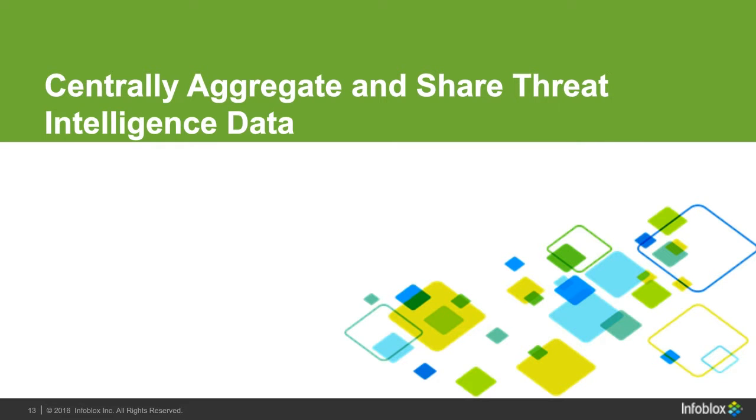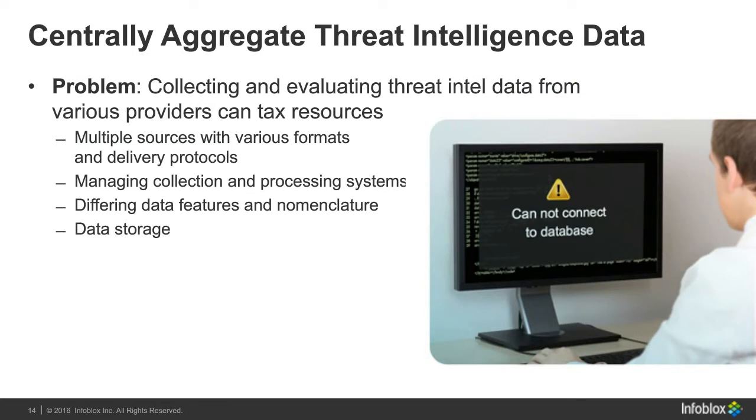So we're on the centrally aggregate and shared threat intel data. Go ahead. All right. So centrally aggregating threat intelligence data. We discussed this somewhat in framing out the challenges. When you have multiple sources of threat data, you frequently have differing formats and delivery protocols. This tends to increase the management and processing burden for pulling the data into your environment. Likewise, you'll find that your sources often have differing data schemas and content, as well as different nomenclature. Storing the data adds to the overhead if you're maintaining a private internal copy.